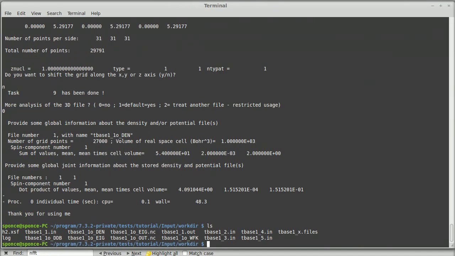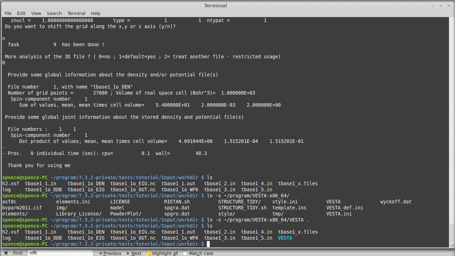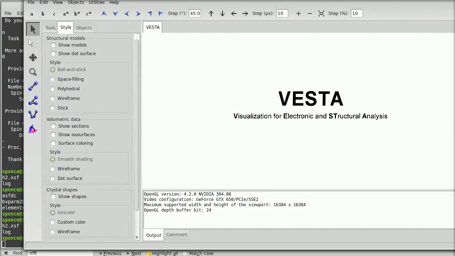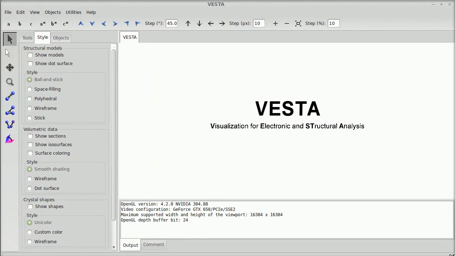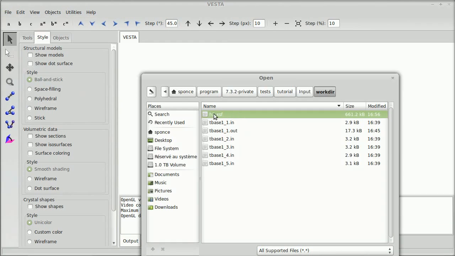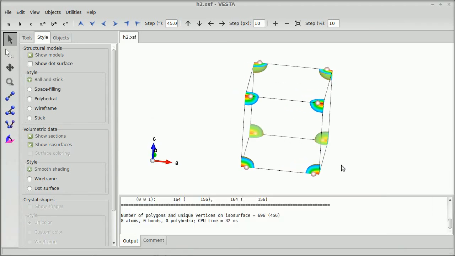What I will do is just link it using a soft link. So I will do ln -s, and then I go into where I've installed it, into program, and then VESTA here, and you have the binary file that is there. Now I have the VESTA program, so I can launch it like this. Okay, it has launched VESTA, and then you can open this h2.xsf file, and here you have the hydrogen boxes.